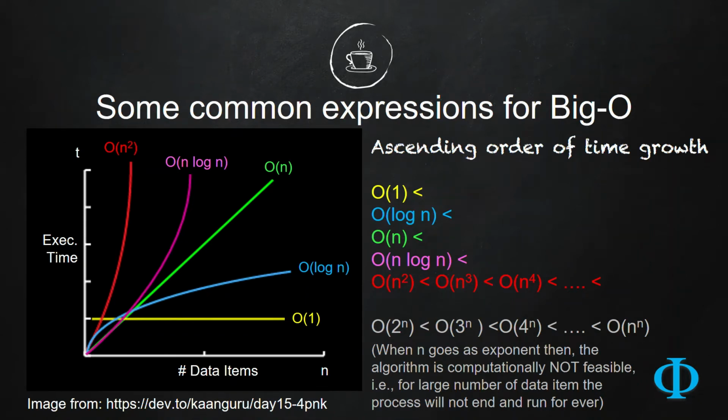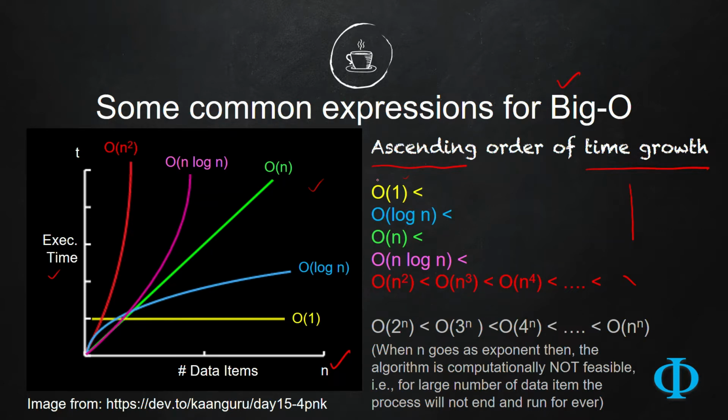This slide shows some common expressions for Big O time complexity in their ascending order of time growth. That is, the curves on the left-hand side show how the time taken, or the execution time, of an algorithm grows with the number of data items. And from top to bottom in this list shows the ascending order of that growth.